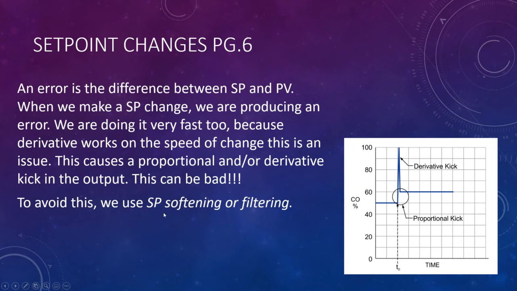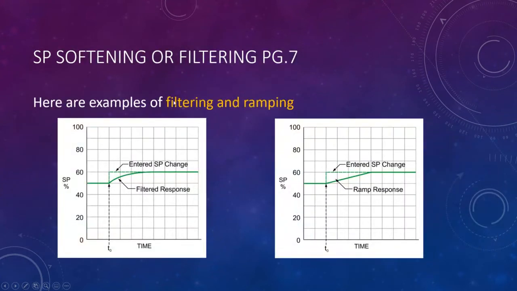So to avoid this, we use something called set point softening or filtering. And again, specifically talking about set point changes because they are much faster than the average process variable changes. Okay, so here's some set point softening or filtering diagrams and images of what it looks like. And it's exactly like you would think it would be for a filtering example here. So normally we make an entered set point change here. If we didn't have filtering, we'd end up with a proportional kick about that size plus a derivative kick added onto it, as we saw in the previous diagram.